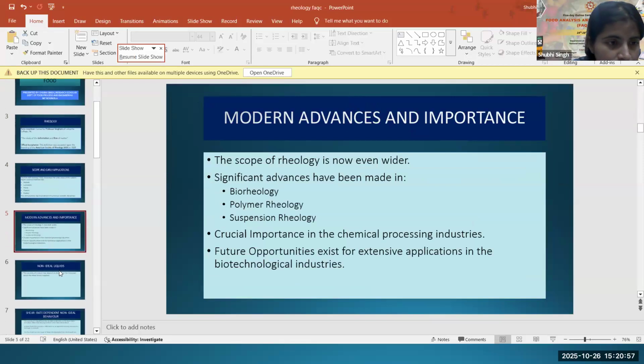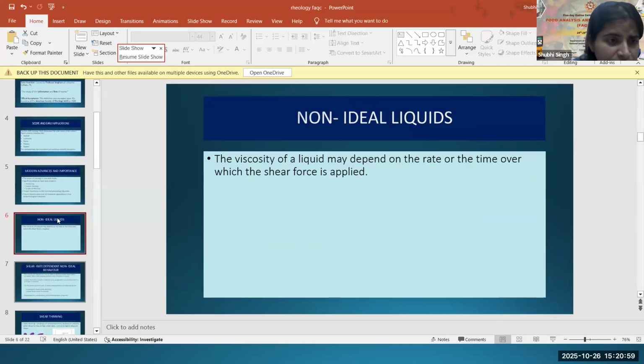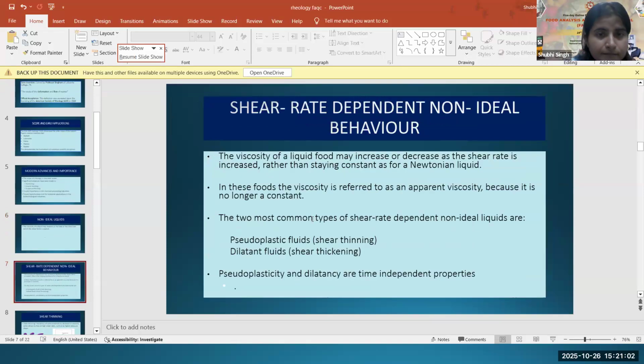Wait, is my screen visible? Yes, your screen. Okay, okay.